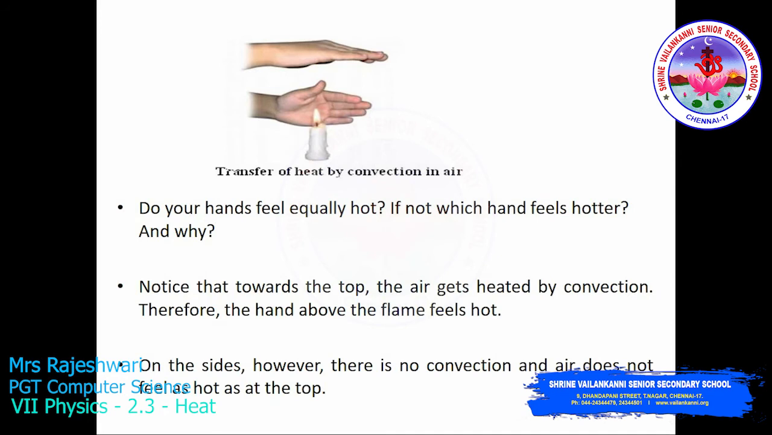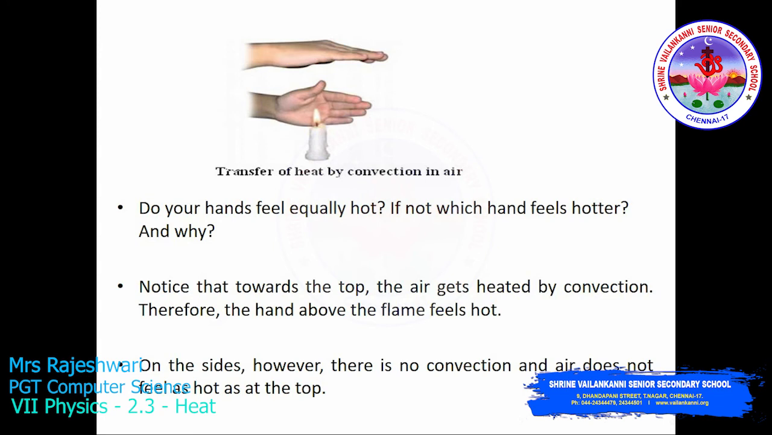Similarly, you can understand the process of convection with another example by doing this kind of activity, but you have to ensure that you don't burn your hands or get hurt while doing it. Just light a candle and keep your hands in the position shown in the picture, and observe which hand feels hotter. Analyze whether your hands feel equally hot, the hand above the flame as well as the hand to the side of the flame.